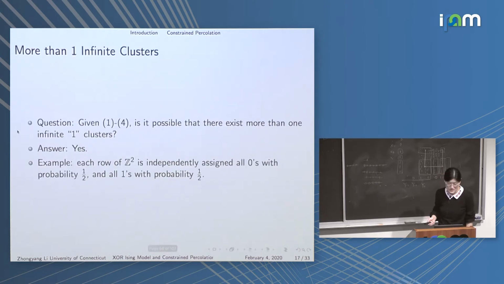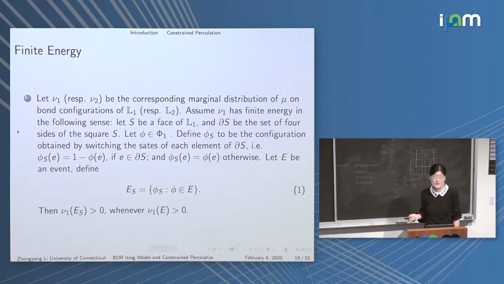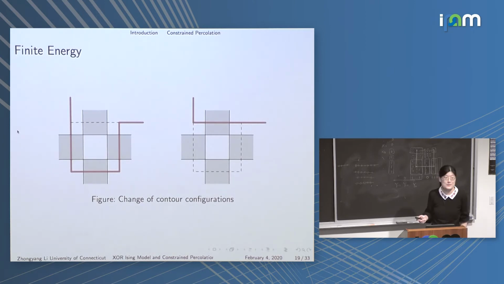However, in this case, almost surely there are infinitely many infinite 0 clusters and infinitely many infinite 1 clusters. So given conditions 1 through 4, we cannot exclude the case of infinitely many infinite 0 clusters and infinitely many infinite 1 clusters. And in order to exclude that case, what we're going to do is introduce a new assumption called finite energy. So what is the finite energy assumption?